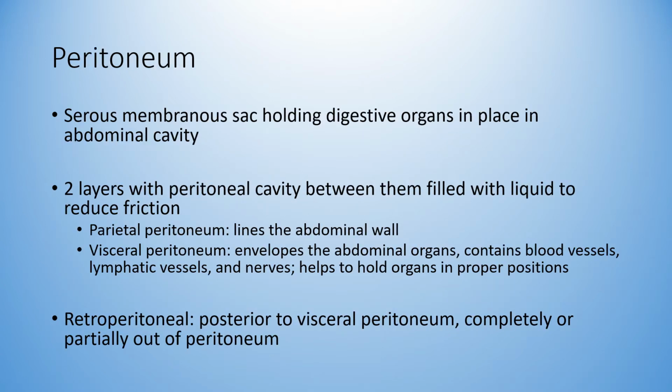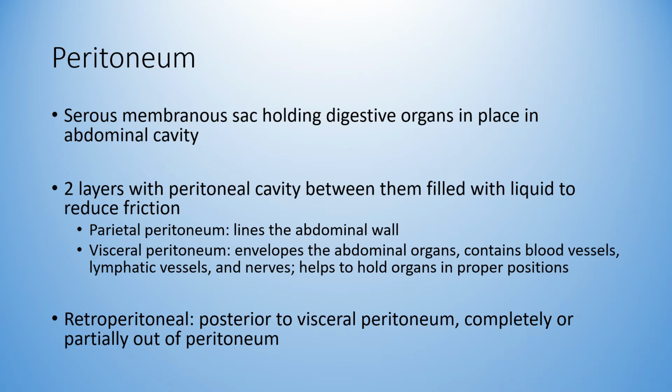The peritoneum is the serous membranous sac. It basically helps hold all the digestive organs in place in that abdominal cavity. I mean, you don't just pack them in and hope they stay, and gravity might pull everything down. It's going to help hold it in place. There are 2 layers with a peritoneal cavity. In between the 2 layers, it's filled with fluid. Once again, that's going to help reduce friction. You've seen this setup kind of before. The parietal peritoneum, that outermost layer, lines the abdominal wall.